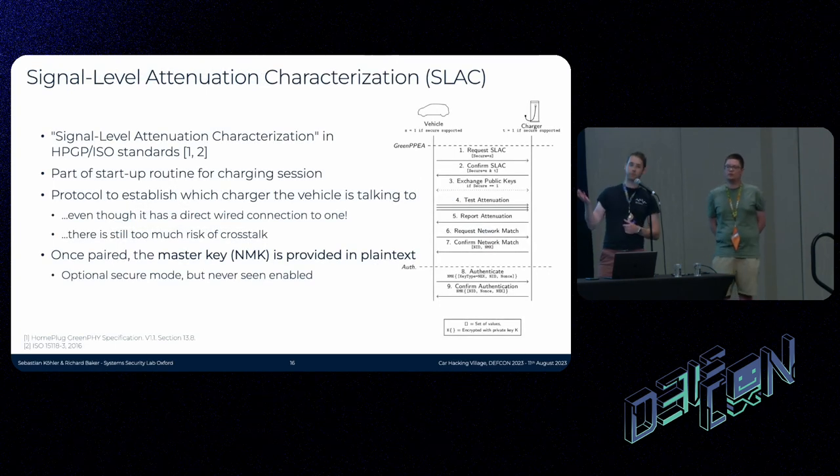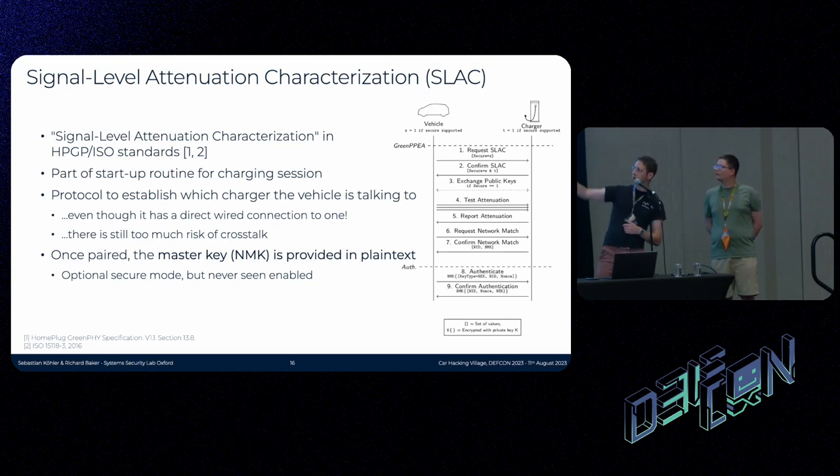So for a particular attack, as one example, we had a look at signal level attenuation characterization, SLAC. It's a SLAC attack. And this is a system that, in my opinion, probably shouldn't have existed in the first place. This is part of the initialization routine of a charging session, where the car and the charger need to make sure that, even though they're connected with a big cable, they're actually talking to the right charger. Because there's so much potential for crosstalk, conducted or radiative, that you could just be talking to the charger next door, like 2-3 meters away. That seems a bit of a bad smell in designing the system.